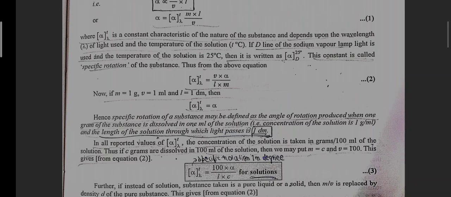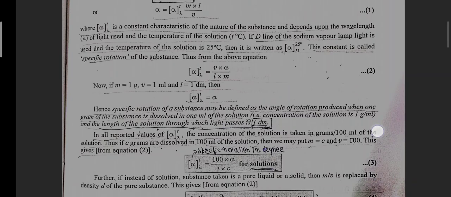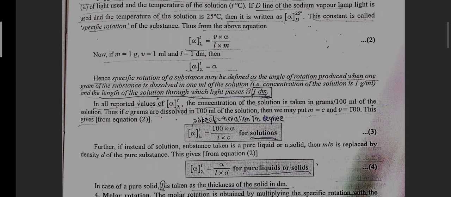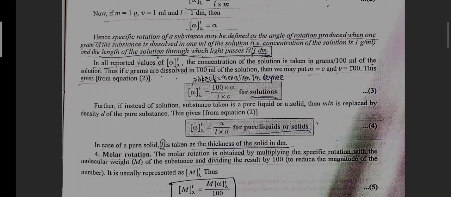Now, if m is equal to 1 gram, volume is 1 milliliter, and length is 1, then alpha is equal to alpha. Hence, specific rotation of a substance may be defined as the angle of rotation produced when 1 gram of the substance is dissolved in 1 milliliter of the solution. In all reported values of alpha from lambda to T, the concentration of the solution is taken in grams per 100 milliliter of the solution.